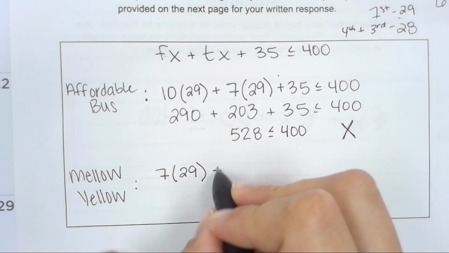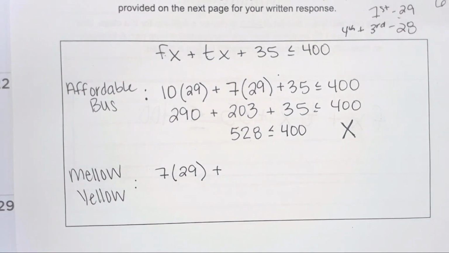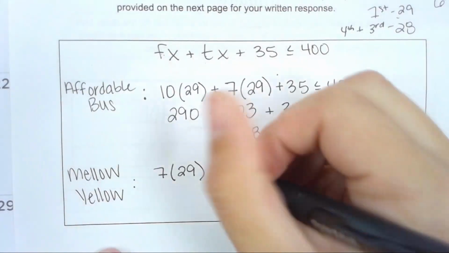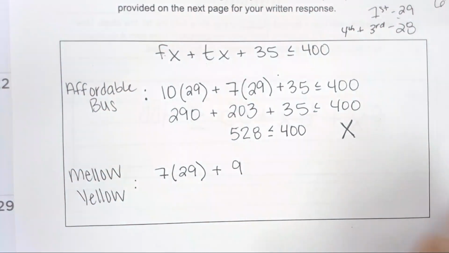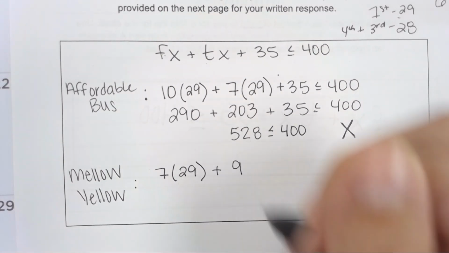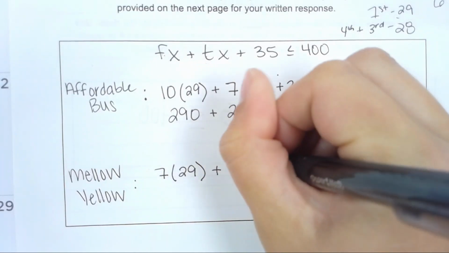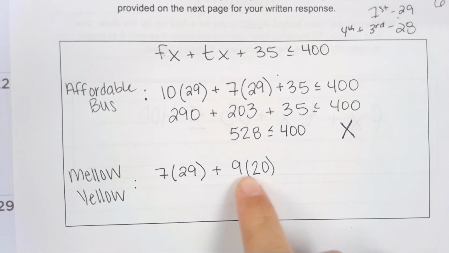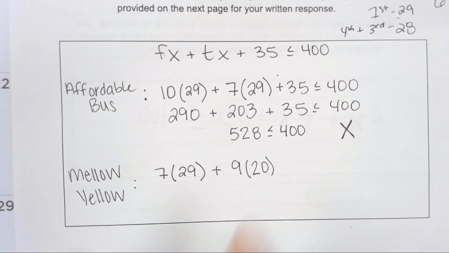But when it comes to the transportation, you are still going to plug in the $9 for each student for the first 20 students. So you're still going to plug in 9 to T. However, since they said that it's only for the first 20 students, instead of plugging in 29 for X, you're only going to plug in 20 because it's only $9 for the first 20 students. So that's why you're going to put the 9 times 20.